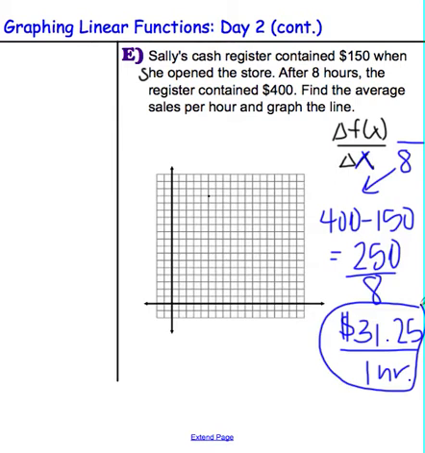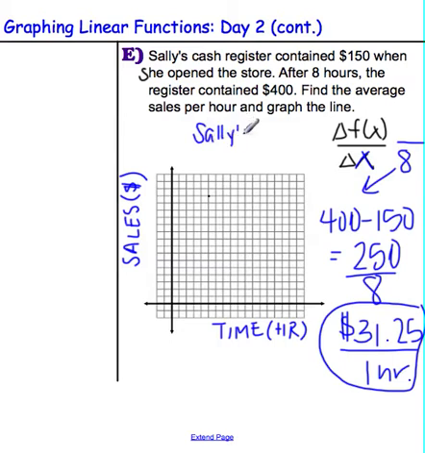So time always goes on the bottom. Think of a timeline. Timelines run horizontally. And on the side we have sales. I'm going to put that in money. And time is in hours. We want to put a title on this: Sally's store sales.